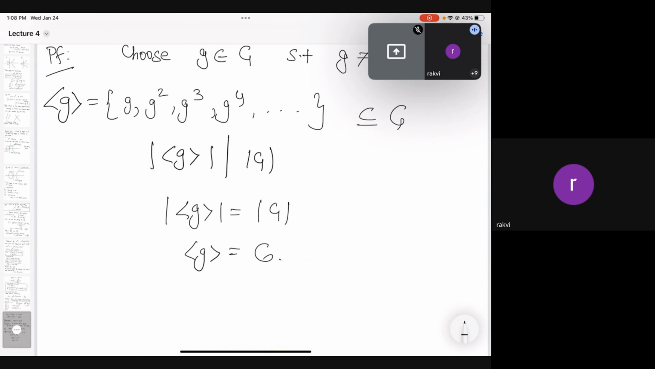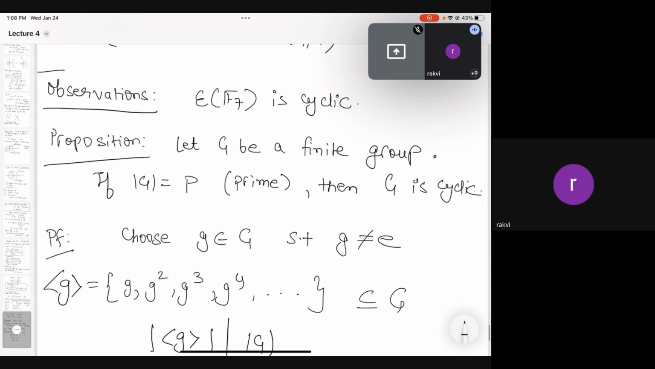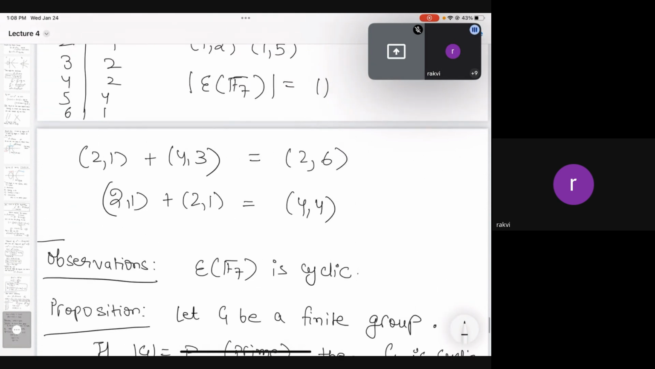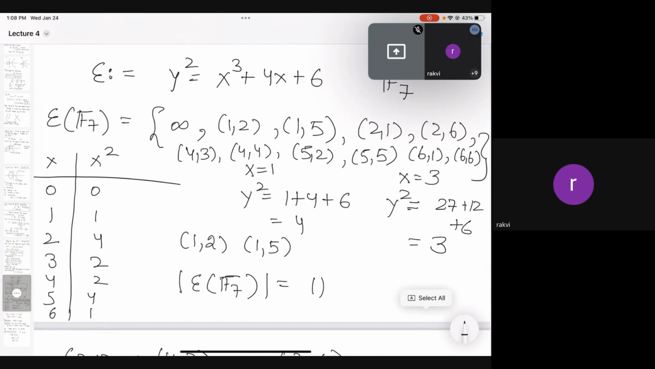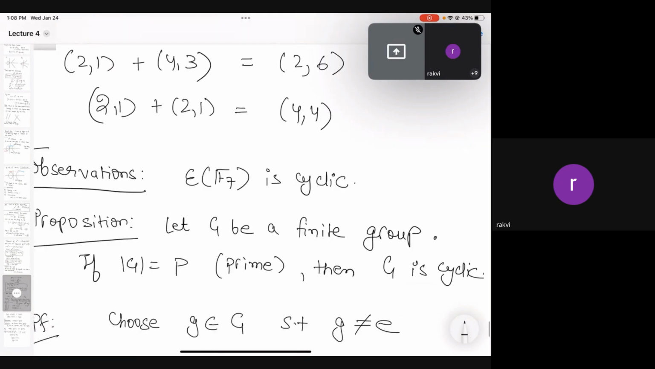Okay. So in other words, E of F7 is generated by a single element. Or in other words, if you take any element here apart from infinity and you just keep adding that point to itself, you will recover the entire group. So we can take (1, 2) for example. Add (1, 2) to itself, you will get another point. Then add (1, 2) three times, you will get another. So ultimately like this, we will recover this entire group. So that's what I mean.